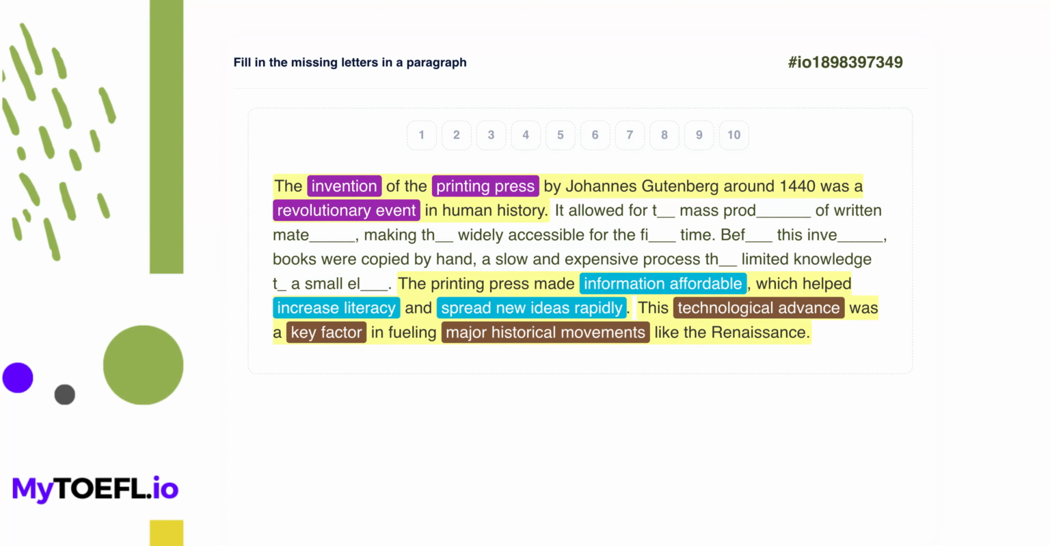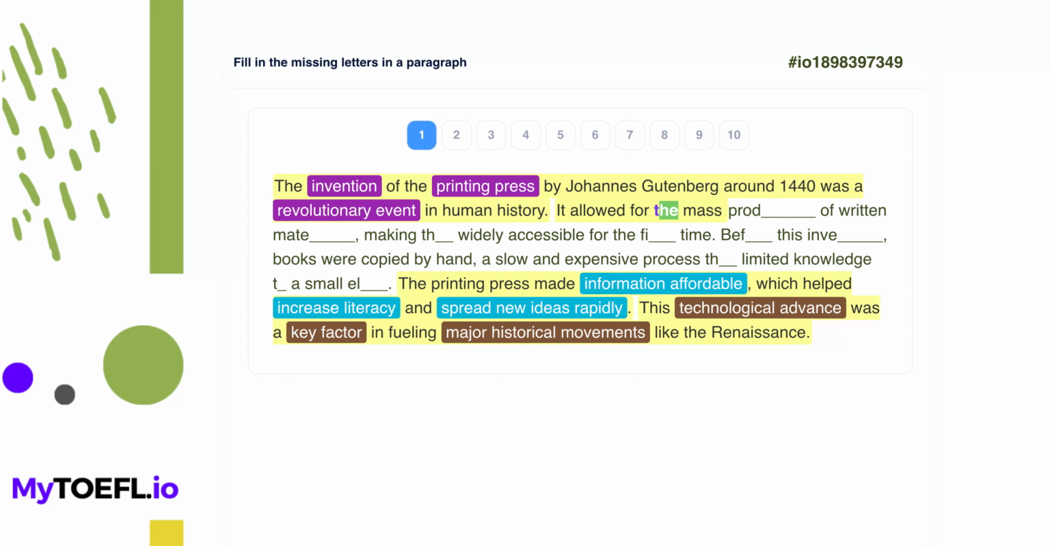Now that we understand the context, let us look at the first blank. It allowed for blank mass. The question provides the letter T and contains two missing spaces. We are looking at the phrase mass production. Grammatically, we need a definite article here to specify the noun phrase that follows. The letter T is the start of the most common article in English. Therefore, the word is the.